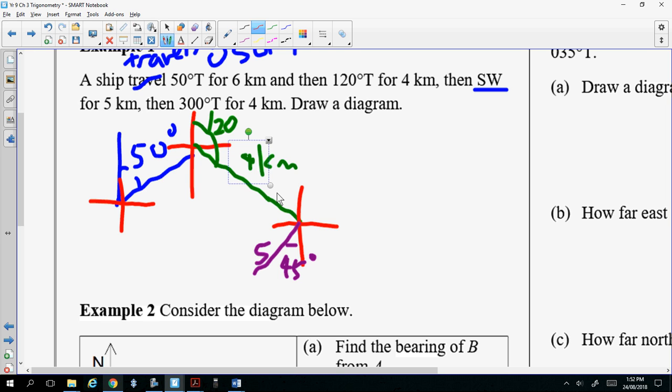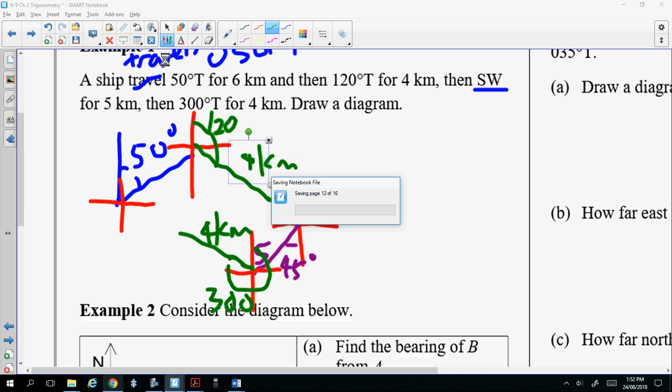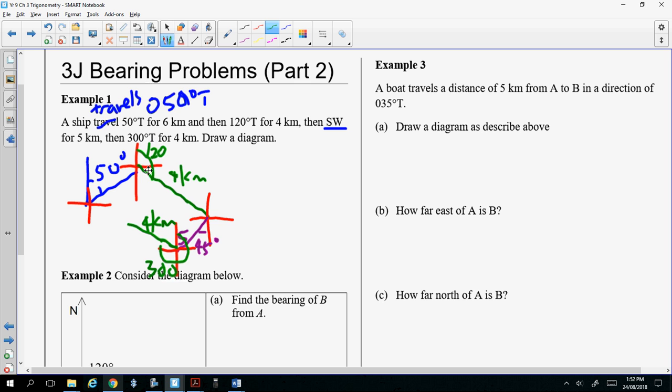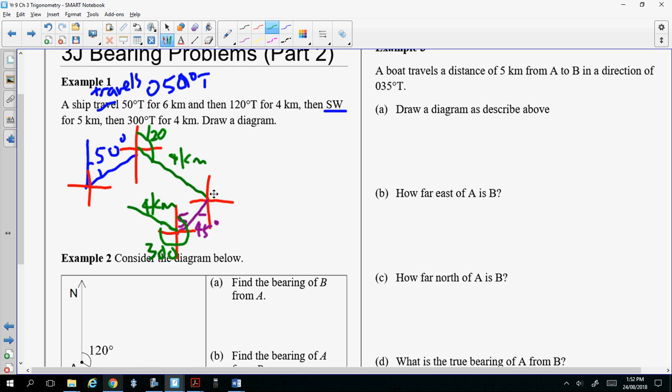Keep going. Draw a cross one more time, 300 degrees for 4 kilometers. So you go around 300, 300 for 4 kilometers. Get it? Any question about the diagram? That's how we describe directions at each stage. Of course, my diagram's not to scale, but you just need to know how to draw the direction each time it changes direction.